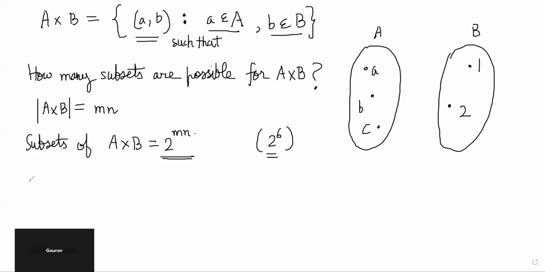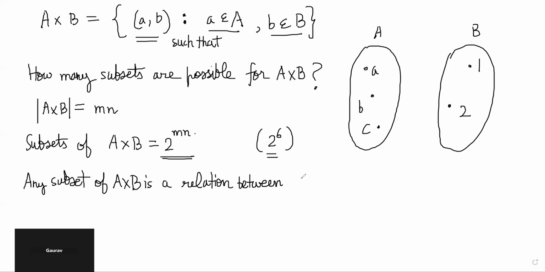Now what we will say is any subset of A cross B is a relation between A and B. Do you understand what I'm saying? Yes, sir. So actually there are 2 power 6 subsets possible, and you can say that any of those subsets can be called a relation between the two sets.